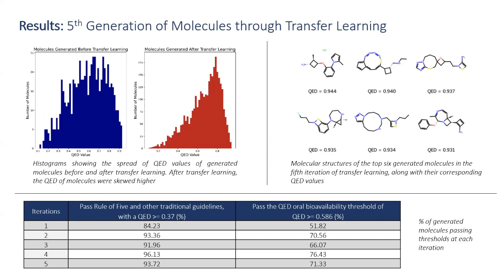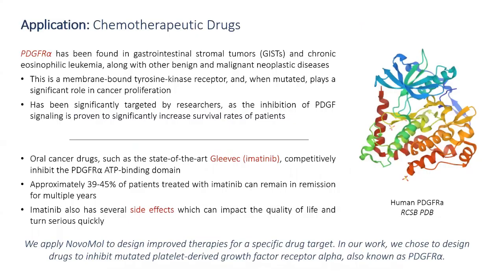As a result, I did just that. I applied NovoMol to design drugs for the oncoprotein PDGFR alpha, which is seen on the right-hand side here. And it's found in gastrointestinal stromal tumors along with leukemia. And this has been a significant drug target for researchers, as inhibiting the function of this mutated oncoprotein and inhibiting the signaling of the PDGFR receptor is proven to significantly increase survival rates in patients.